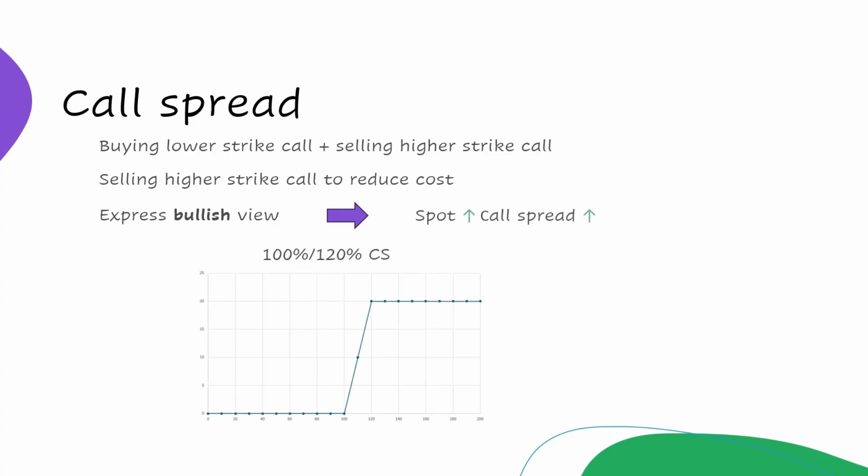This is the payoff diagram of a 100%, 120% call spread, meaning buying a 100% call and selling a 120% call. Below 120%, the payoff is exactly like a call, but above 120%, the payoff is flattened. This is because the short 120% call starts to become in the money. Thus, the upside of the 100% call is offset by the upside of the short 120% call.